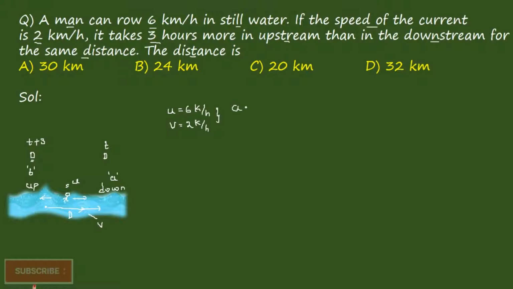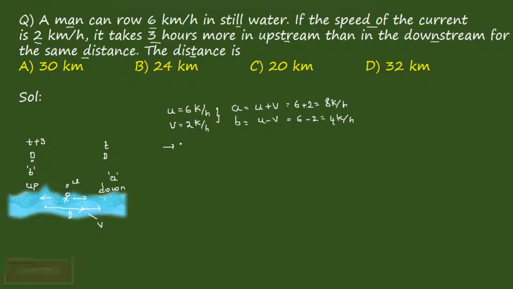In case of downstream, the speed of downstream A is equal to U plus V. U is nothing but the speed of the man with the speed of the stream, which is equal to 6 plus 2, which is equal to 8 kilometers per hour, right? If you consider upstream, it becomes U minus V, which is equal to 6 minus 2, which is equal to 4 kilometers per hour, right? We got both A and B.